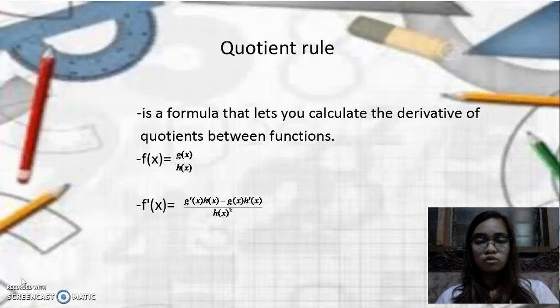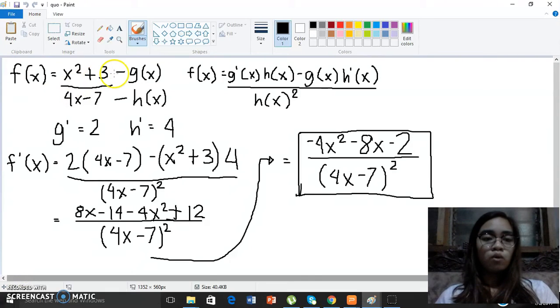In order for us to learn more about this, we've got to have an example. Our example here is f of x is equal to x squared plus 3 over 4x minus 7. So the x squared plus 3 here is our g of x, and our 4x minus 7 here is our h of x. Since we are done getting the values of this one, we proceed to the derivative formula.